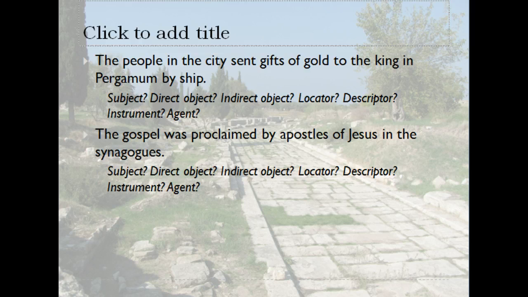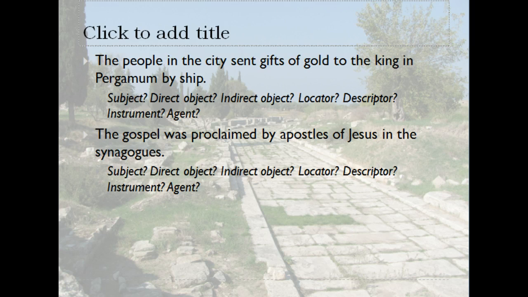But in this kind of construction, we do have an agent, signaled by a noun preceded by the word by. Who did the proclaiming? Apostles. The gospel is proclaimed by apostles. Jesus, we know, is a descriptor in this sentence. It's a proper name, it's a noun, but it is describing another noun, signaled again by the word of. What apostles? Whose apostles? The apostles of Jesus. And again, the word synagogues gives us the location of this action. We know that because of the preposition in.